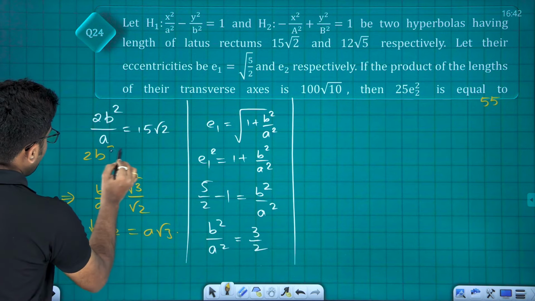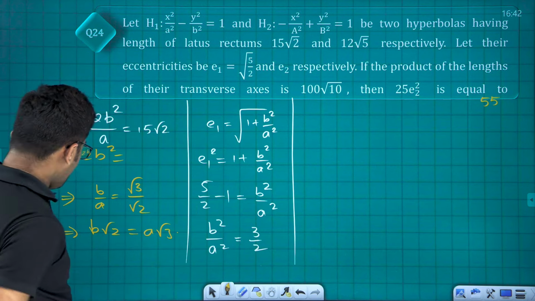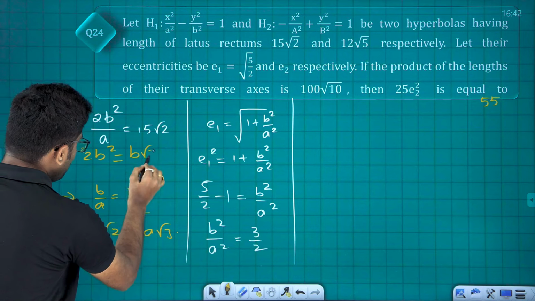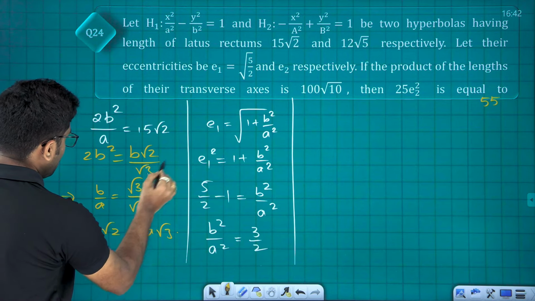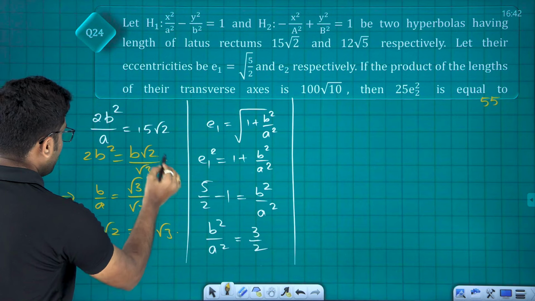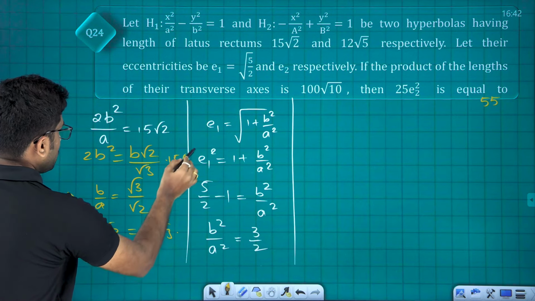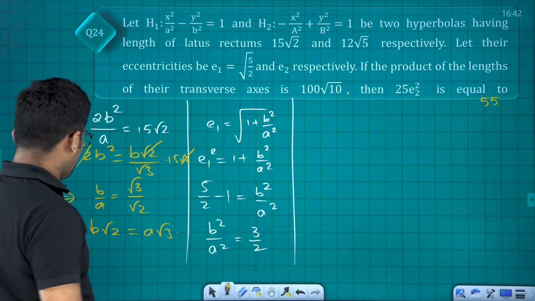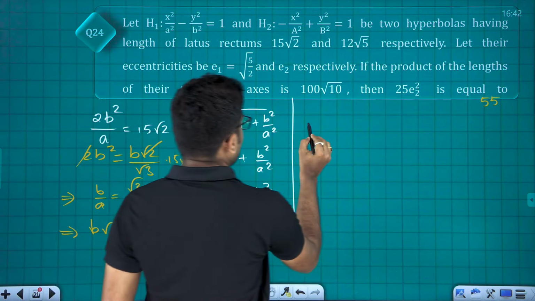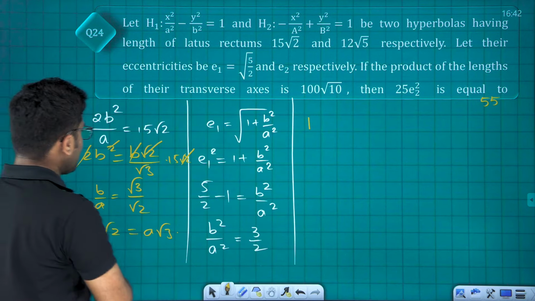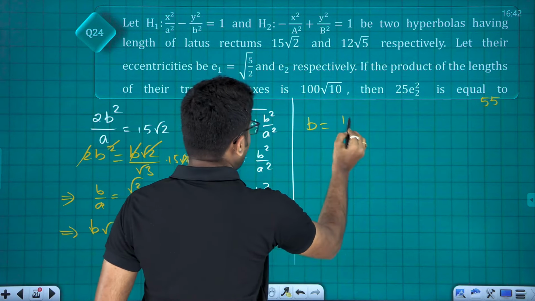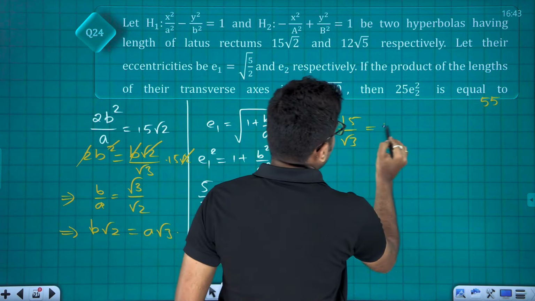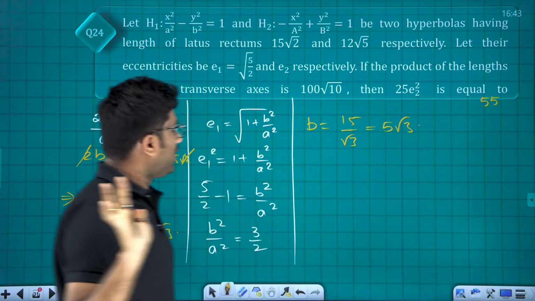So 2b square is equals to a into 15 root 2. What is a? a we can write as b root 2 divided by root 3, into 15 root 2. So root 2 and 2 get cancelled. Clear? b also gets cancelled. So b is equals to 15 by root 3, which is equals to 5 root 3. So b we got 5 root 3.